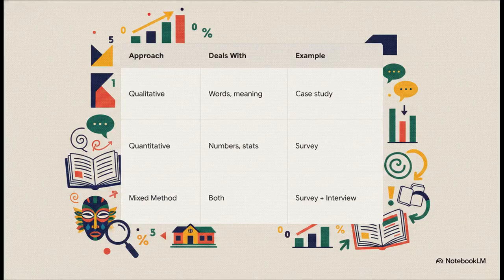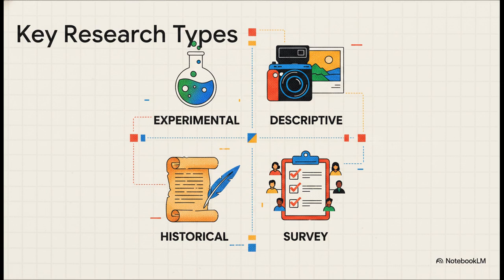Next, let's break down our core research approaches. Quantitative research is strictly about numbers and statistics, like surveying 500 students to find their exact average marks. Qualitative research is completely different. It deals with words, descriptions, and deep meanings, such as doing a detailed case study of a single tribal school. And if you want the ultimate deeper and broader understanding, you combine them into a mixed method approach, blending broad surveys with in-depth interviews.